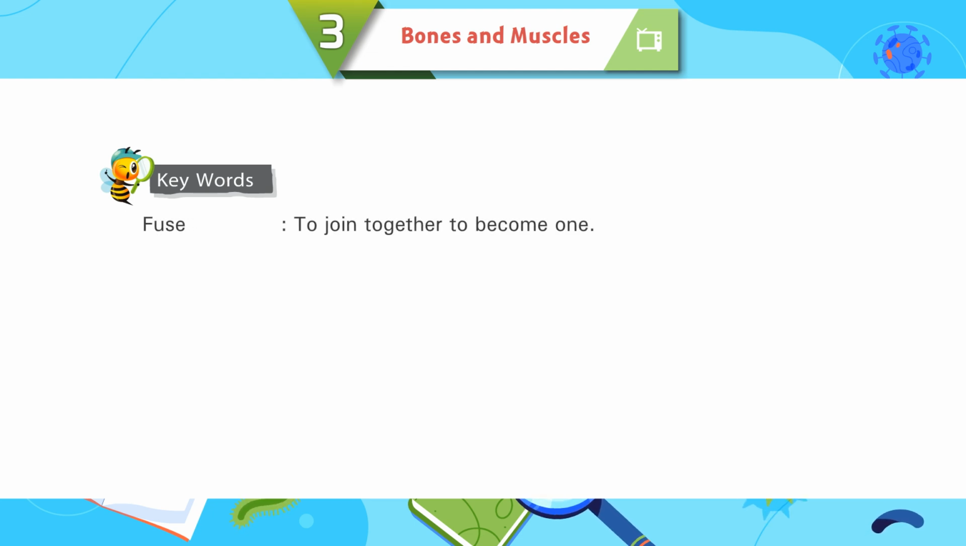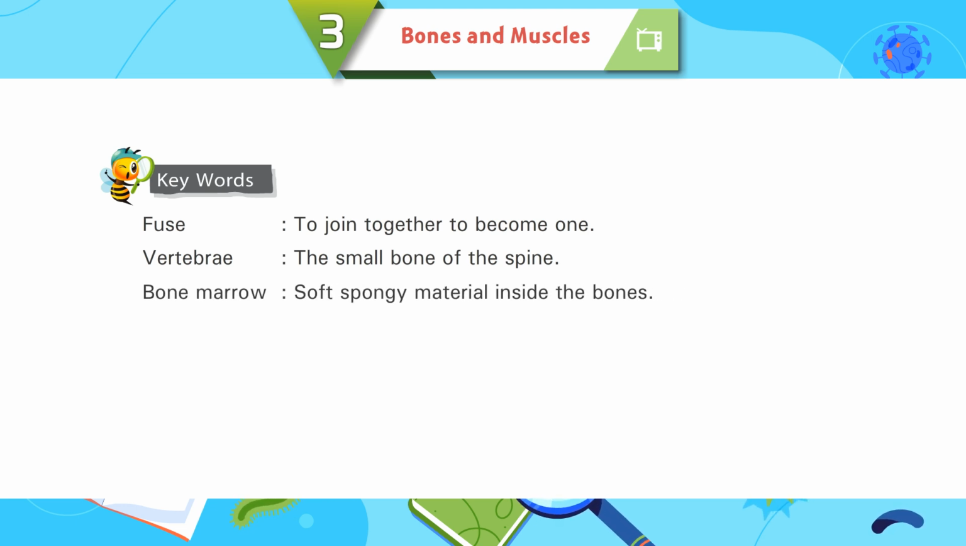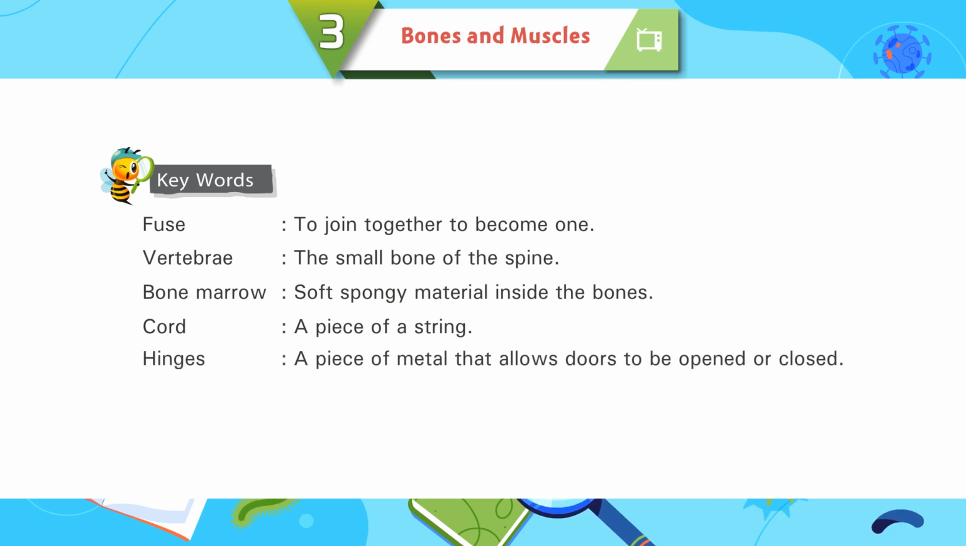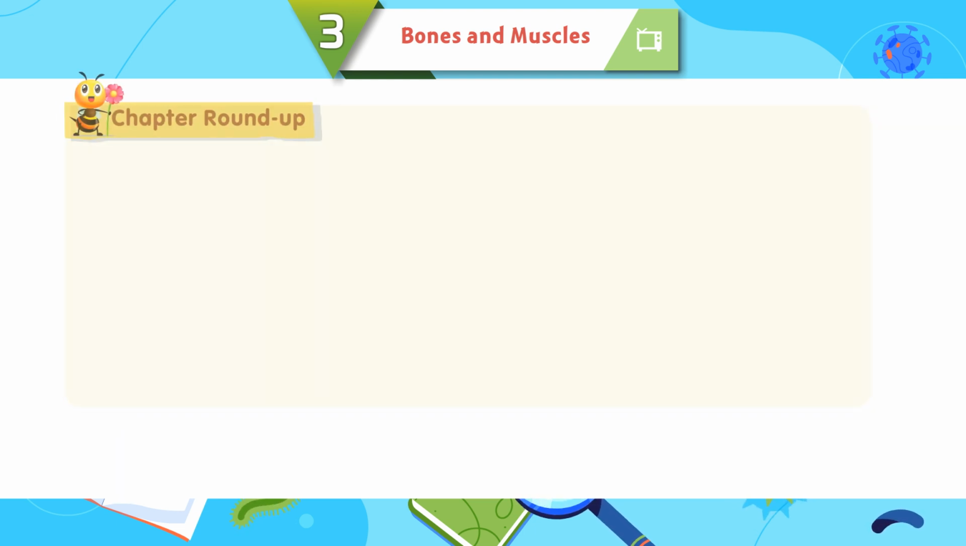Keywords. Fuse, to join together to become one. Vertebrae, the small bones of the spine. Bone marrow, soft, spongy material inside the bones. Cord, a piece of string. Hinges, a piece of metal that allows doors to be opened or closed.